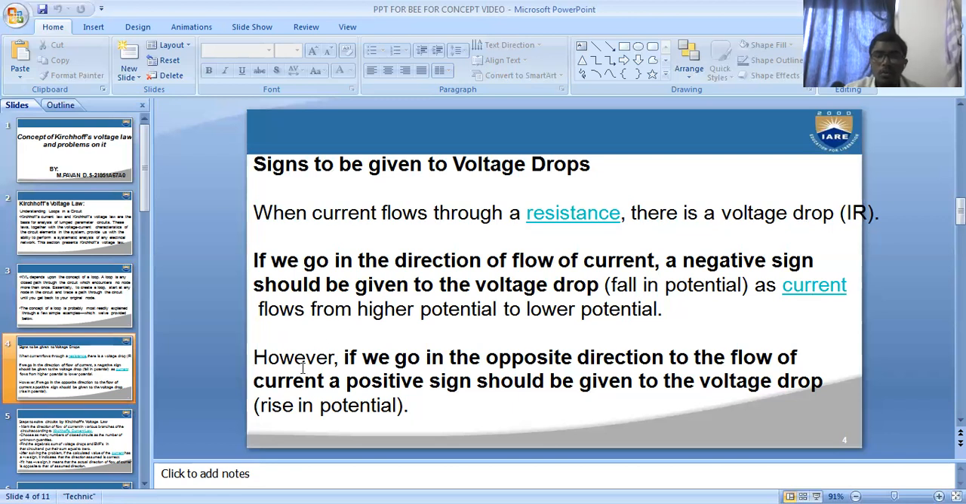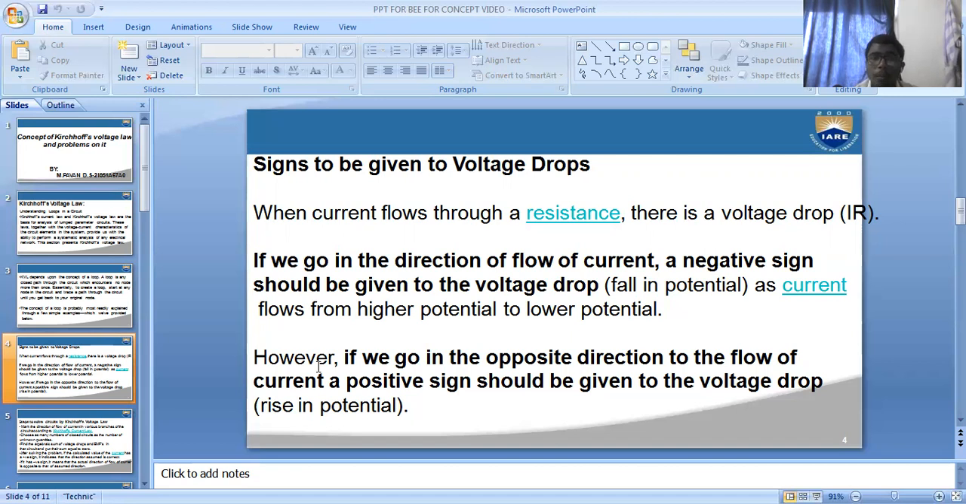However, if we go in the opposite direction to the flow of current, a positive sign should be given to the voltage drop, a rise in potential. Means the signs to be given to voltage drop when current flows through a resistance: there will be some resistance drop. Then if we go in the direction of the current, a negative sign should be given to the voltage drop, as current flows from higher potential to lower potential.